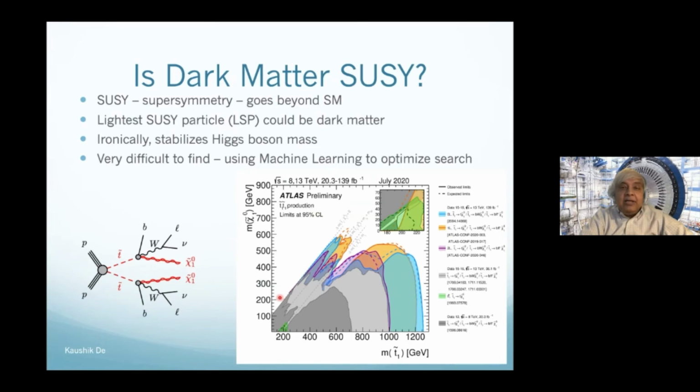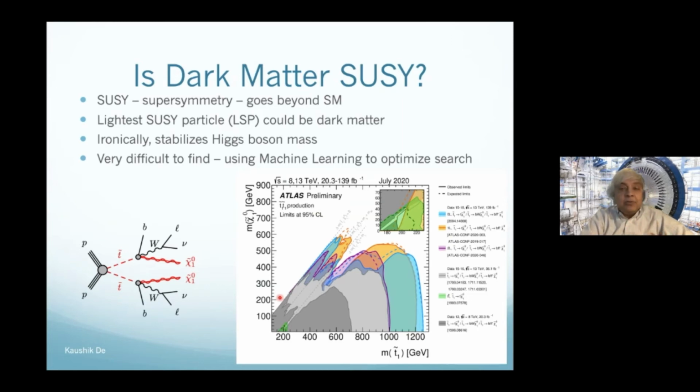Ironically, if we find supersymmetry, it stabilizes the Higgs boson mass. We still don't have an explanation. We know that the Higgs field is responsible for giving mass to all other known particles, but trying to calculate the mass of the Higgs boson leads to quadratic divergence, basically infinities. And one of the ways to stabilize the calculation of the Higgs mass is to postulate that there is supersymmetry. It's one of the interesting ironies.